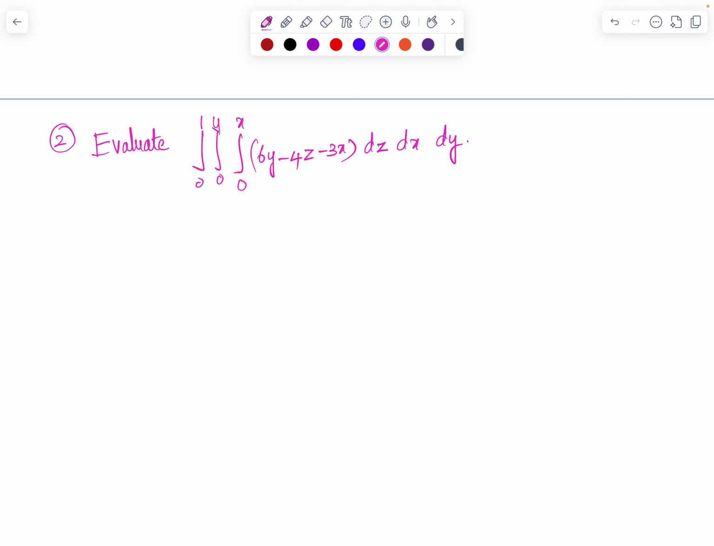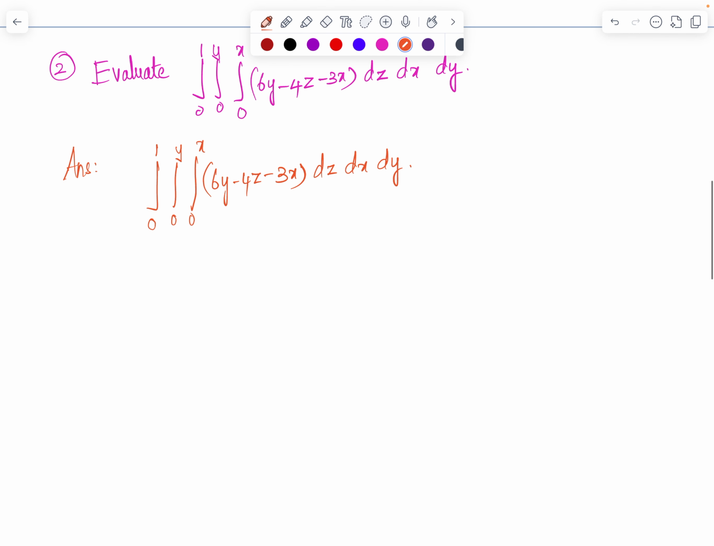So I write in different colors. So answer. I rewrite the triple integral one more time. So 0 to 1, 0 to y, 0 to x, 6y minus 4z minus 3x. I just rewrite the question, so nothing else. So dz, dx, dy. So the first variable of integration is z. So the rule is simple. If there is z, integrate, otherwise add z.